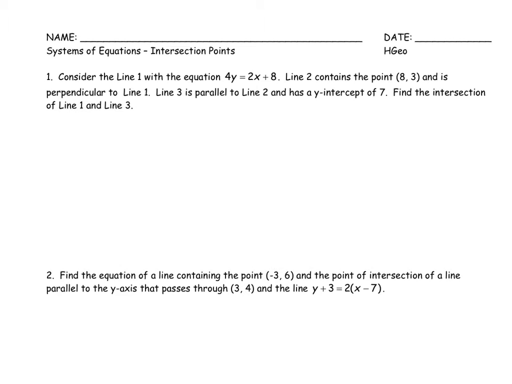Consider line 1 with the equation 4y equals 2x plus 8. So just to help myself keep organized, I'm going to write that the equation of line 1 is 4y equals 2x plus 8. Now line 2 contains the point (8, 3) and is perpendicular to line 1. Okay, so if it's perpendicular to line 1, I need to know the slope of line 1, because then the slope of line 2 will be the opposite reciprocal slope. So line 2 I know has a point (8, 3), and I need to figure out what the slope is.